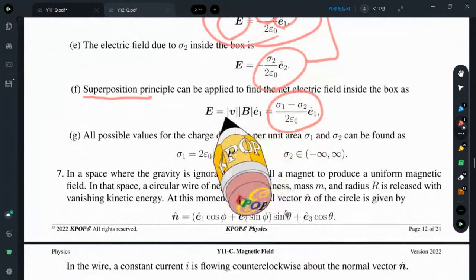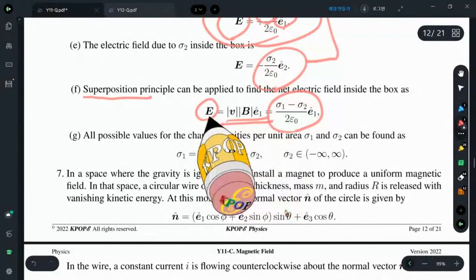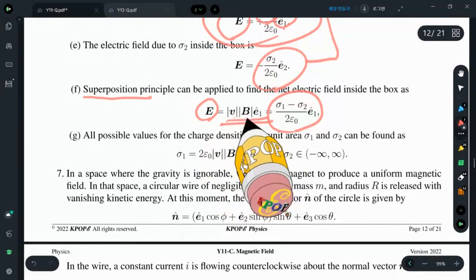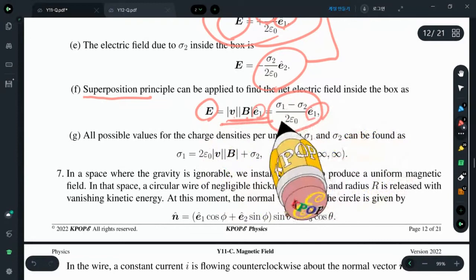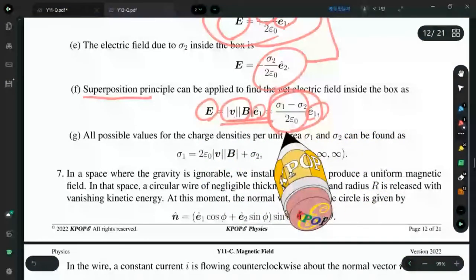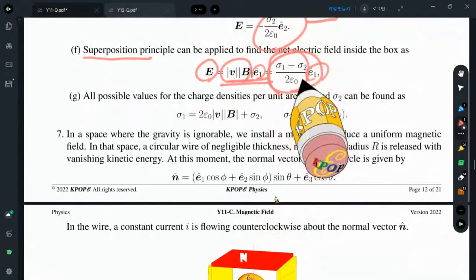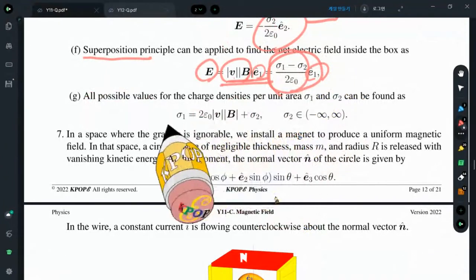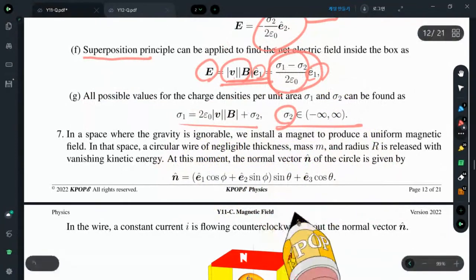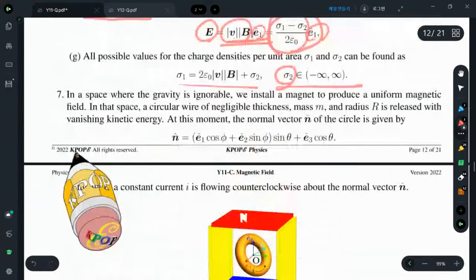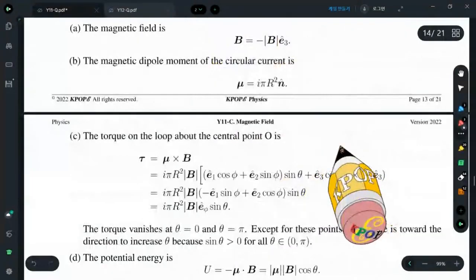Okay, so we find the electric field. Previously, we found it must be expressed with the magnitude of B and E1. They are the same. Okay, we have the relation. This one is the same as this. And actually, sigma 1, sigma 2 have multiple solutions. So the answer is this, and we can vary sigma 2 in many, many ways. And I think you can solve this problem 7 in an easy way.